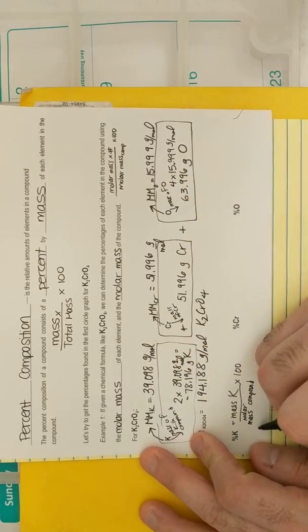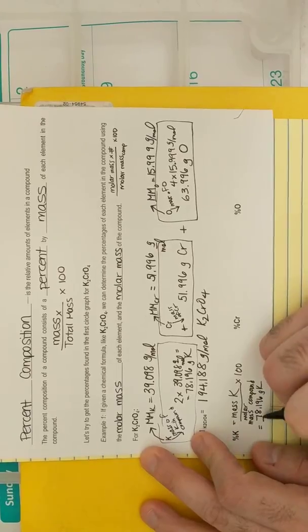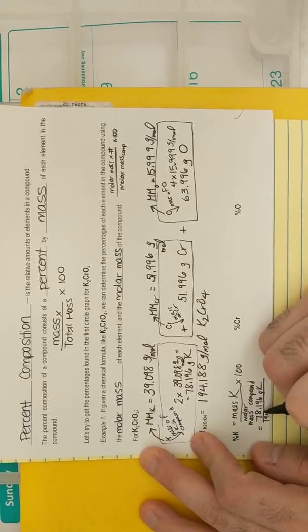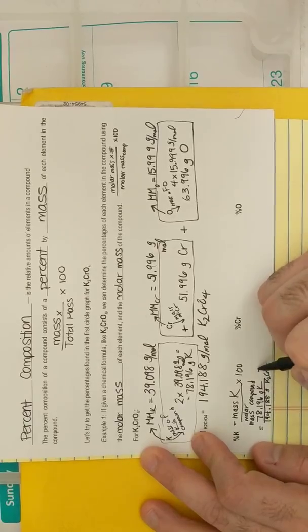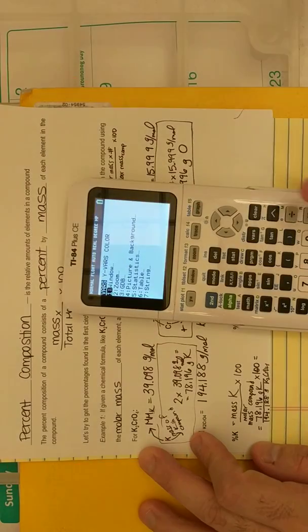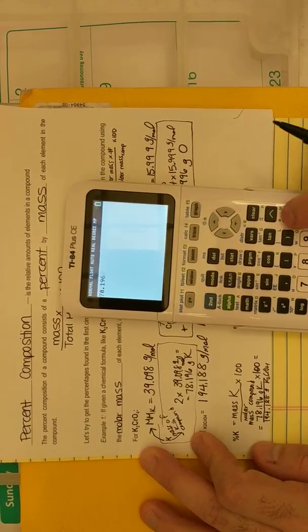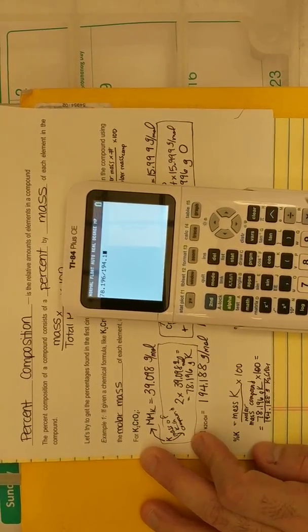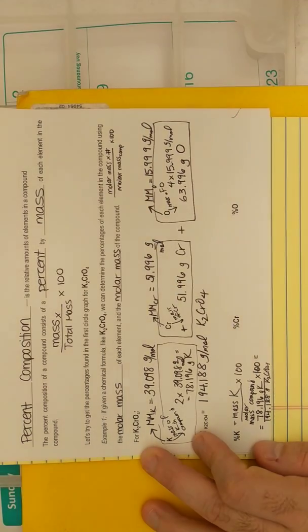So all I'm going to do is 78.196 grams of K over 194.188 grams of K2CrO4, and multiply that by 100. So I'll do 78.196 divided by 194.188 times 100. This gives me my percentage of 40.26 or 40.27%.